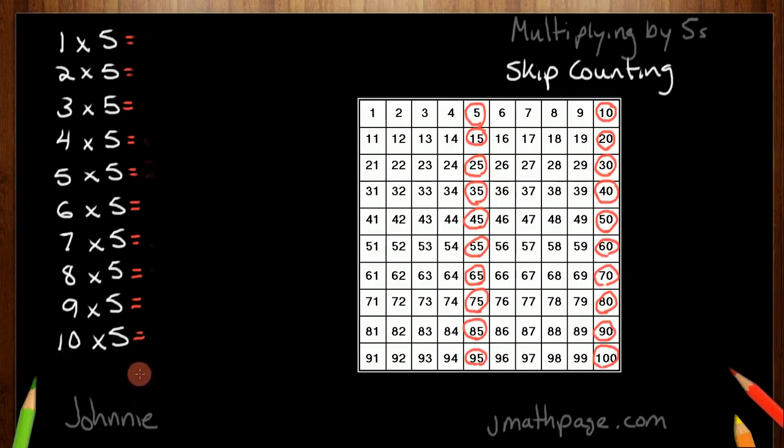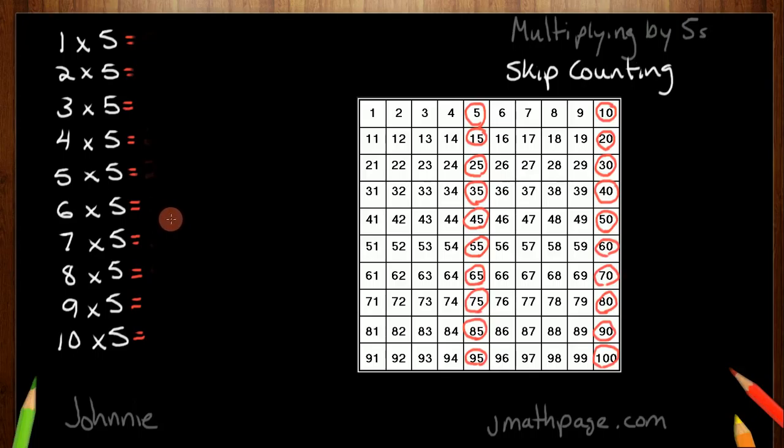Now I'm going to mix them up. Are you ready? See how well you can do with them now. 2 times 5 equals. 9 times 5 equals. 1 times 5 equals. 10 times 5 equals. 4 times 5 equals. 3 times 5 equals. 7 times 5 equals. 8 times 5 equals. 5 times 5 equals. 6 times 5 equals.